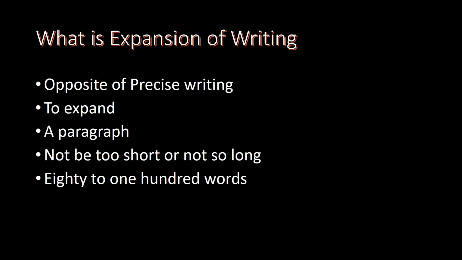What is expansion of writing? First of all, let me tell you, it is the opposite of precise writing, because in expansion we need to expand something, while in precise we need to conclude something. Precise means to summarize, to write a summary or gist. Whenever we read a chapter, we write a summary of it, we conclude it, we write a gist of it. But when we need to write expansion, we need to expand something. That's why it is called expansion. The word expansion is made up of expand.